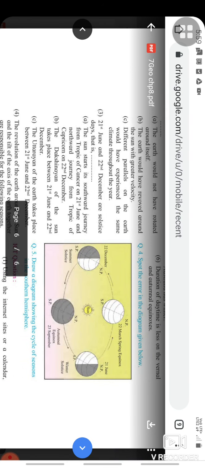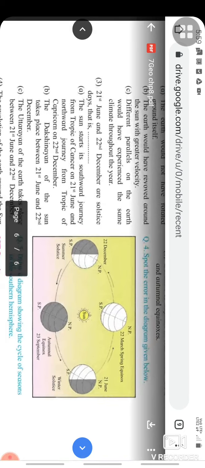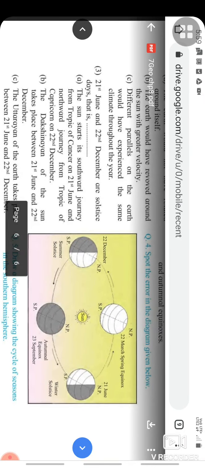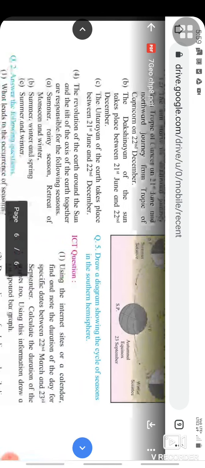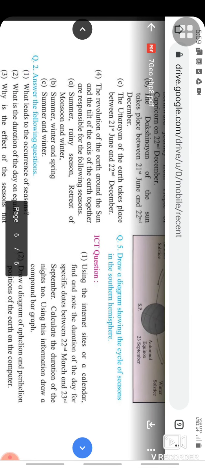The fourth question is about spotting the error in the diagram given below. So here is a diagram for you. Notice it, see it and spot the error. You will get this from chapter 2. Question 5 is about drawing a diagram showing the cycle of seasons in the southern hemisphere.